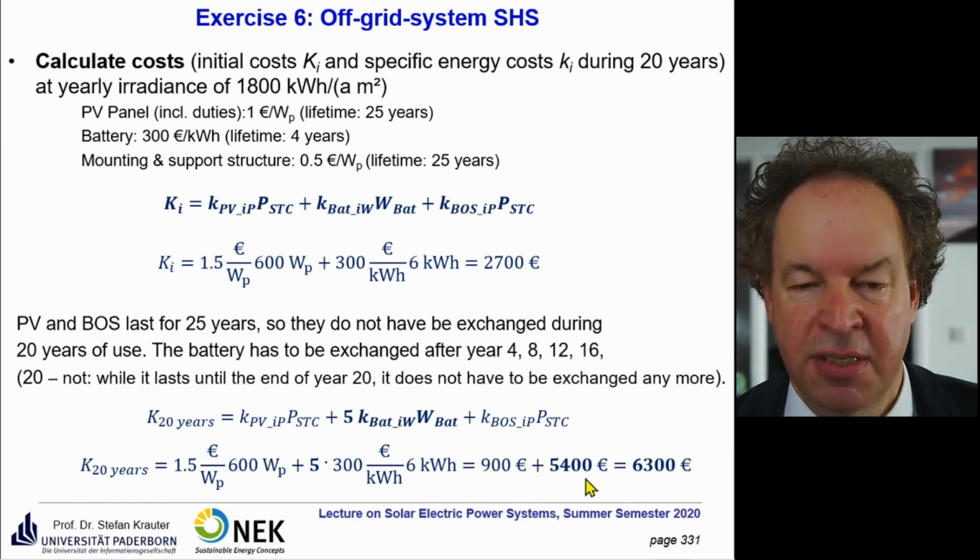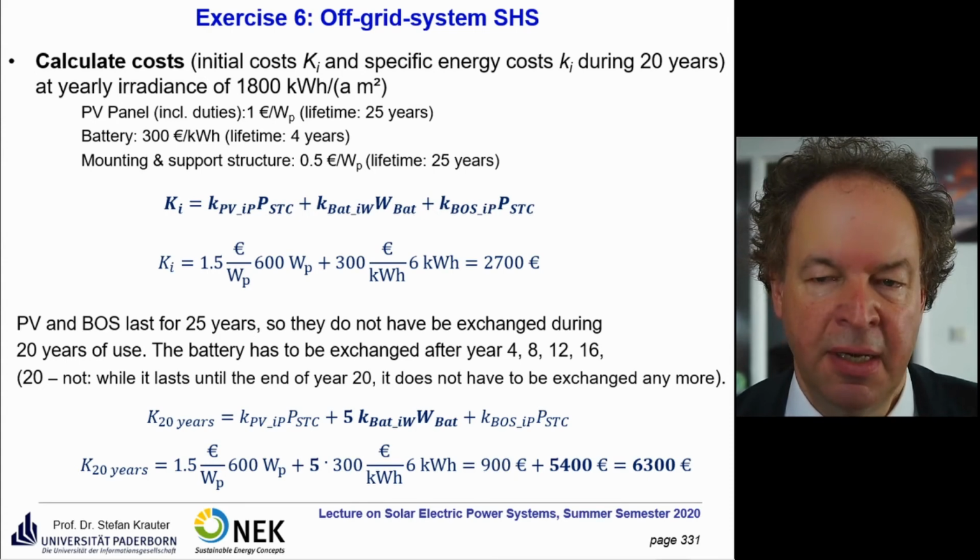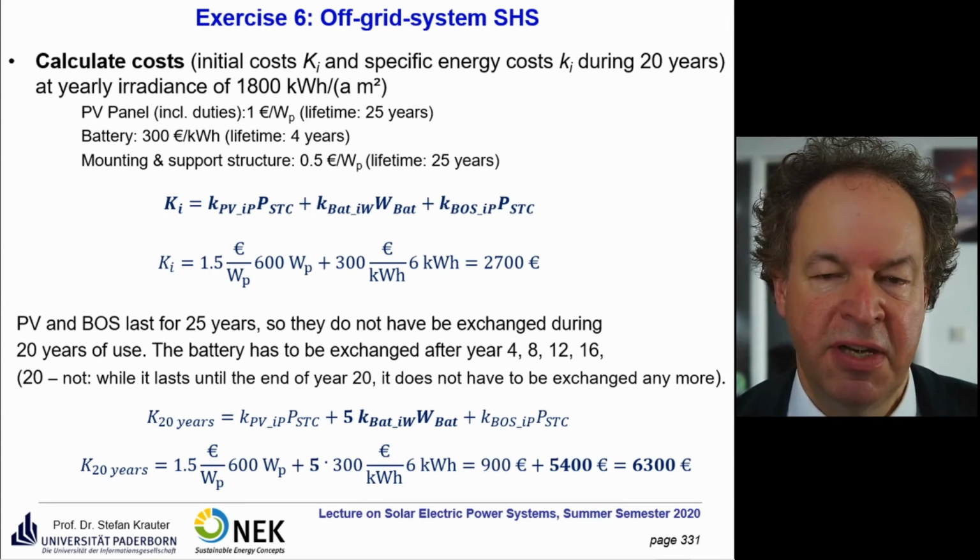What you clearly see is that the cost of the PV generator is quite low. The main costs are the batteries. So if you do any cost optimization, you should think about how to make the batteries cheaper, not so much about how to make the photovoltaic generator cheaper. These are the investment costs during 20 years.